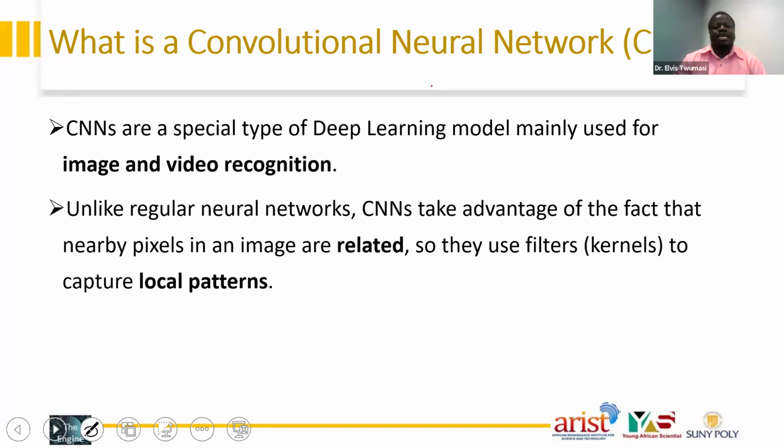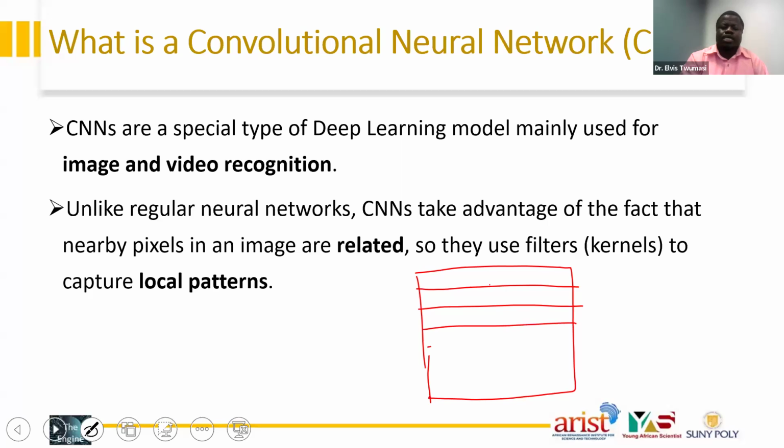CNNs are just a special type of deep learning, mainly used for image recognition, video detection, video classification, and all that. Unlike normal neural networks, CNN take advantage of the fact that when you take a picture, your picture is actually broken down into pixels. You can draw lines within your picture like this, and every box within the picture is called a pixel.